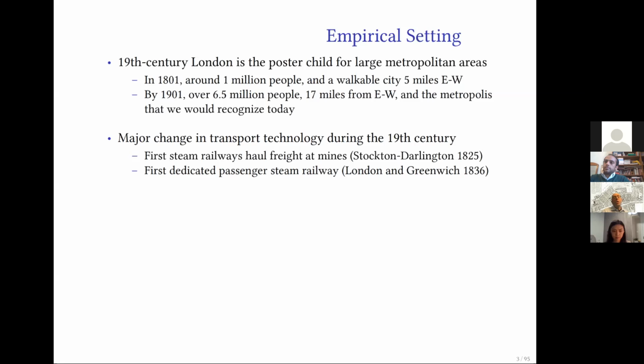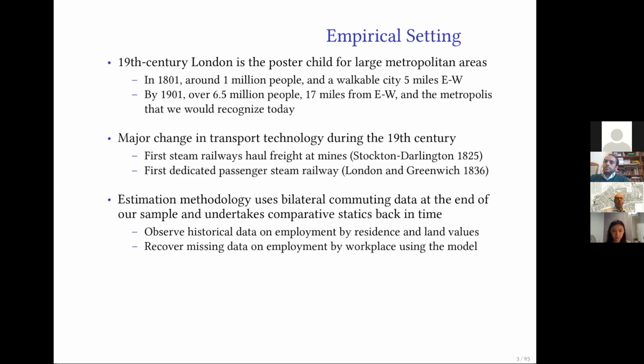As you all know, steam railways were initially developed to haul freight at mines, at the Stockton to Darlington Railway in 1825 in England, and they were only later applied to transport people. In particular, the London and Greenwich Railway in 1836 was the first dedicated steam passenger railway.